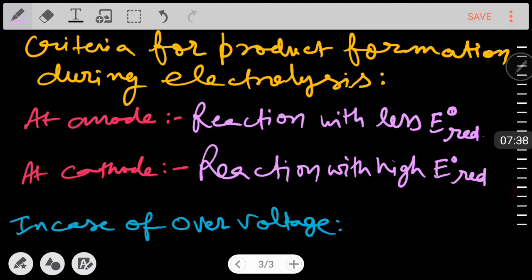Once again, if two reactions are in competition, then at the anode that reaction will take place with first preference for which the reduction potential value is less. There may be two or more reactions, but that reaction will occur with first preference for which the reduction potential value is less. And at the cathode, if there are two or more reactions in competition, then that reaction will occur with first preference for which the reduction potential value is highest.